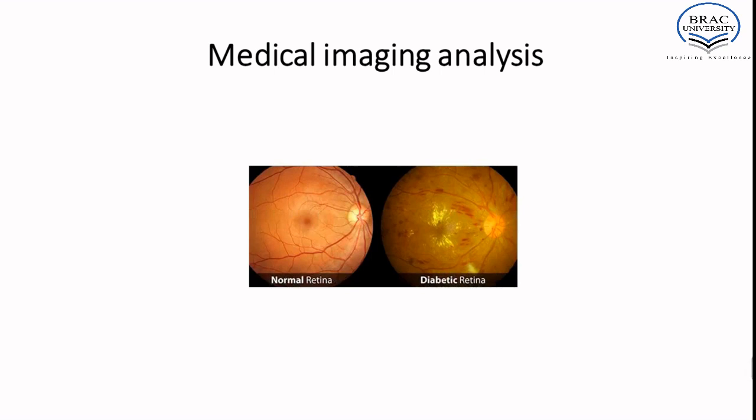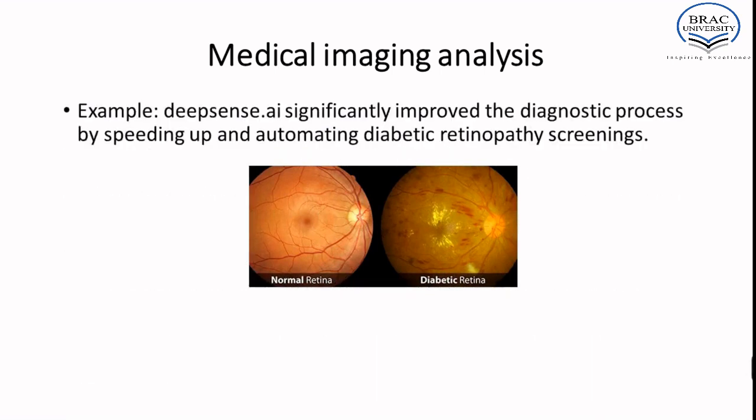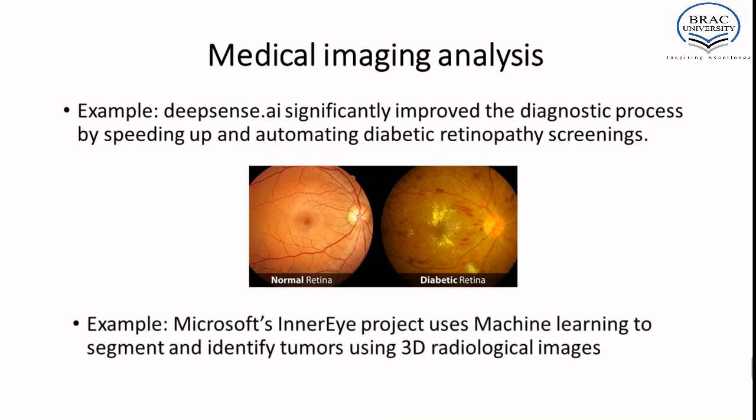In order to mitigate this doctor-patient ratio, DeepSense.ai developed a system that can take the retinal scan as an input and then classify the retina as normal or diabetic. They can also predict the severity of the diabetic retinopathy to some extent. DeepSense.ai are working on improving their disease severity detection so that the diagnostic process can significantly speed up and can be automated completely. Another example is Microsoft's InnerEye project. It uses machine learning to segment and identify tumors using 3D radiological images.